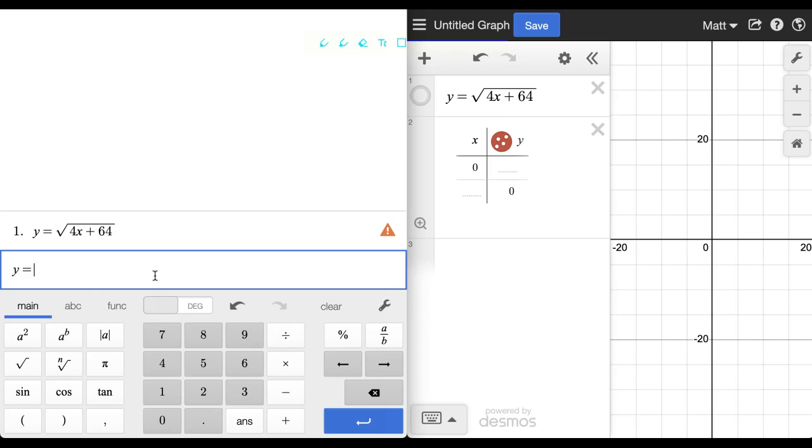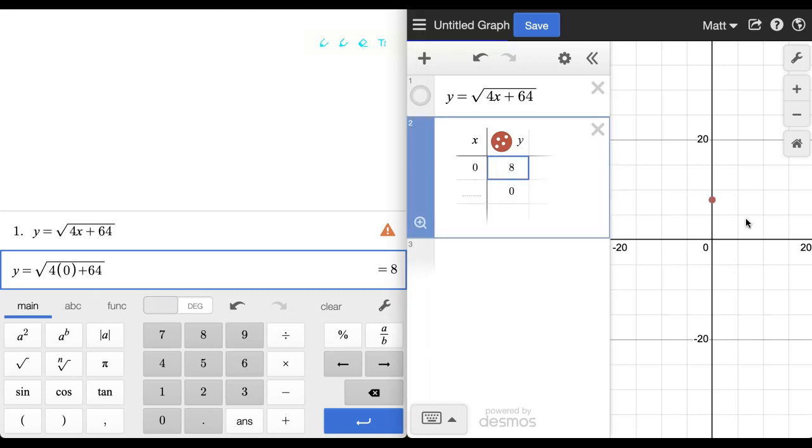Your y is already isolated, so y equals square root of 4 times 0 plus 64. Once you simplify all that out, your y value is 8. So when x is 0, your y value is 8. This gives you a visual of where the y-intercept is.